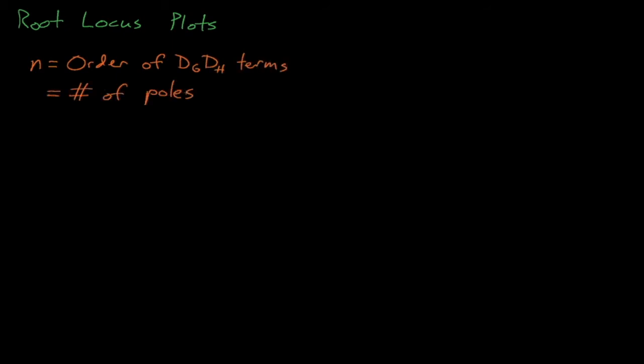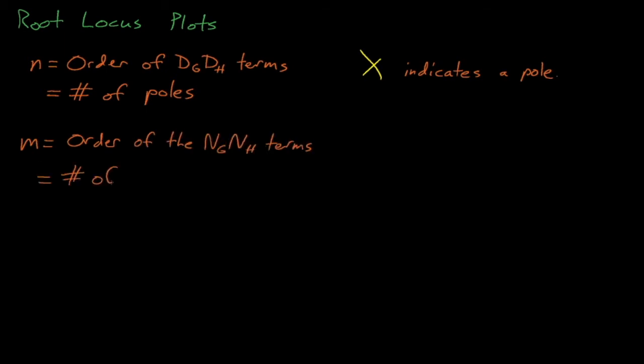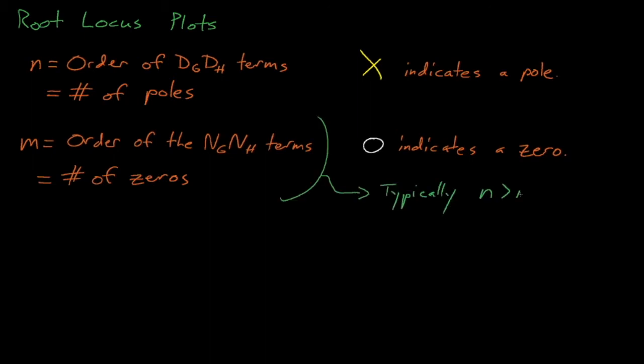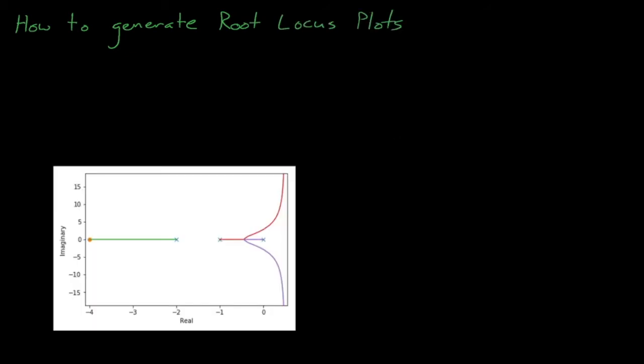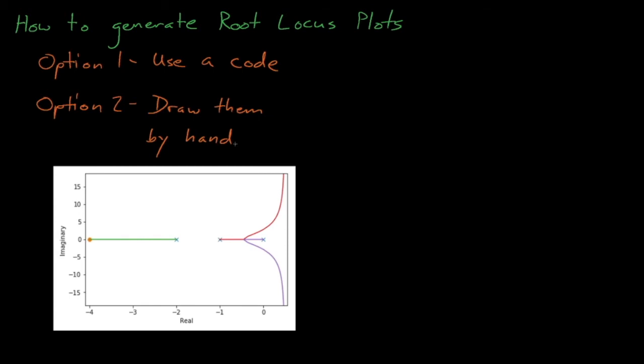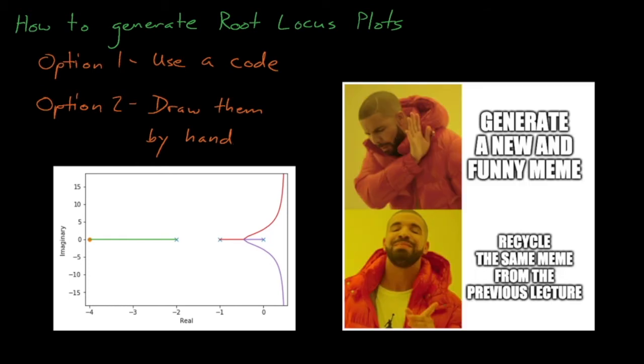To create a root locus plot, we must first count the number of poles, n, in a characteristic equation, and also the number of zeros, m. Like an overly complicated game of tic-tac-toe, root locus plots denote the poles using an x and the zeros using an o. Generally, but not always, our plot will feature more poles than zeros. So from here, how do we generate a root locus plot? Just as when evaluating Routh criteria, for making a root locus plot like this one here, our options are to either use a code to generate the plot or to try generating it by hand.